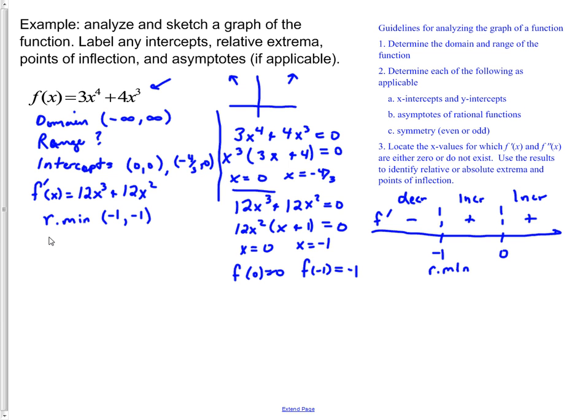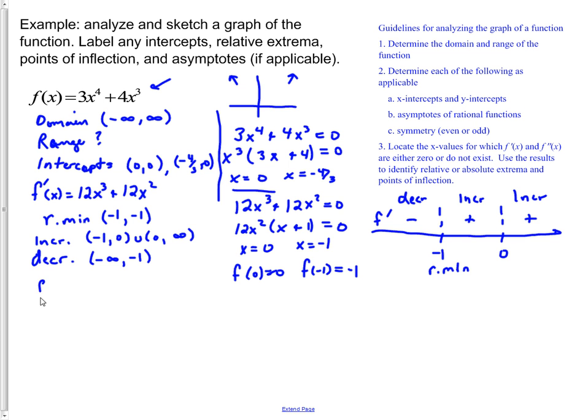And it doesn't look like there's a relative maximum. Nothing happens at 0, 0. The first derivative test is inconclusive. However, we know that the function is increasing over the interval from negative 1 to 0. We don't know what happens at 0. It's a horizontal tangent. And from 0 to positive infinity. And in the meantime, it is decreasing on the interval from negative infinity to negative 1.